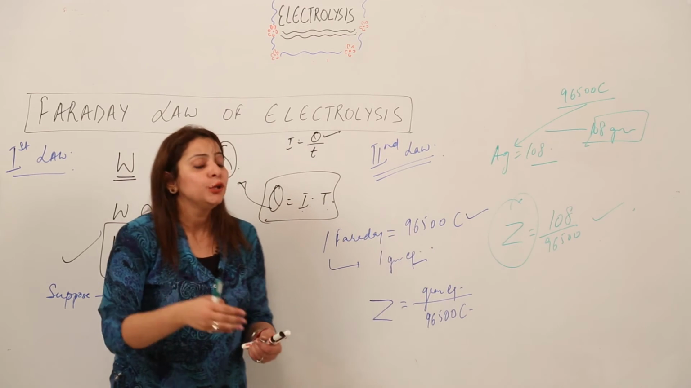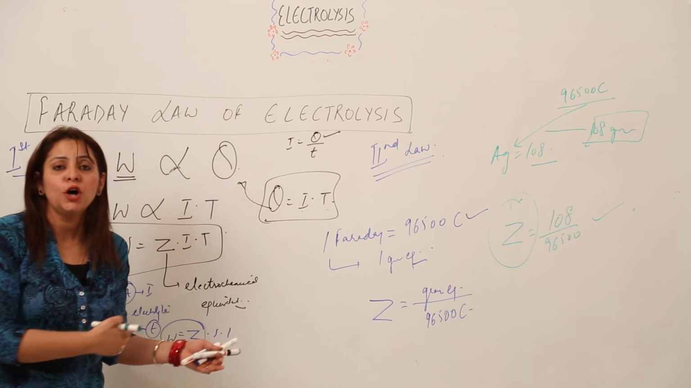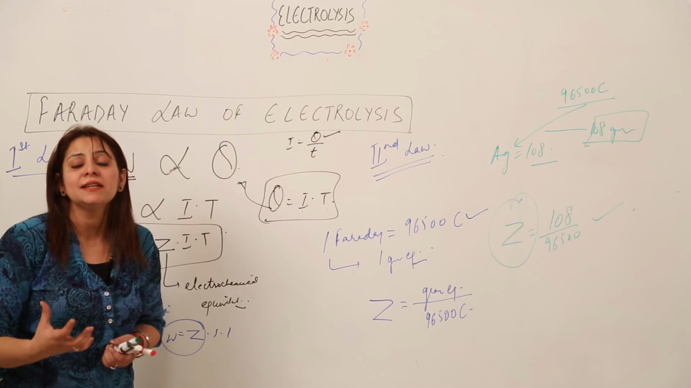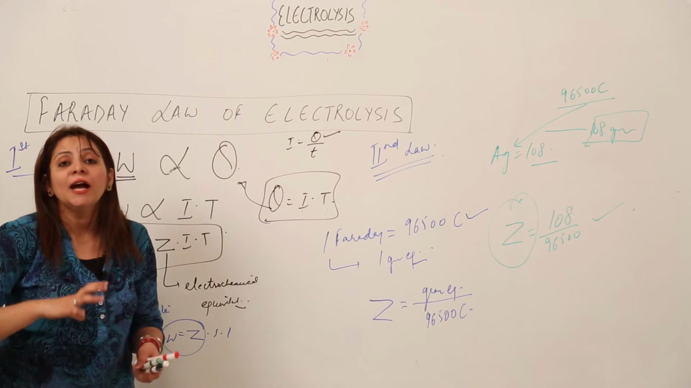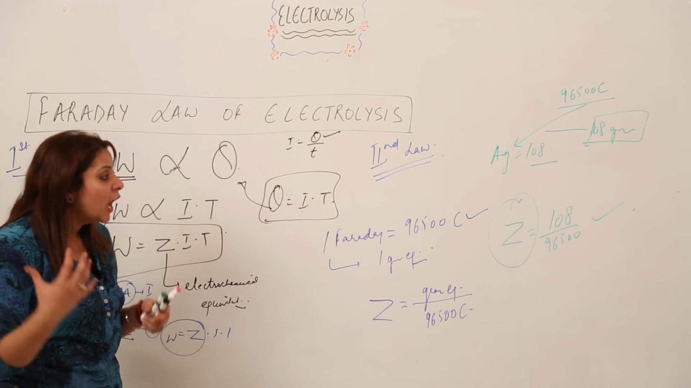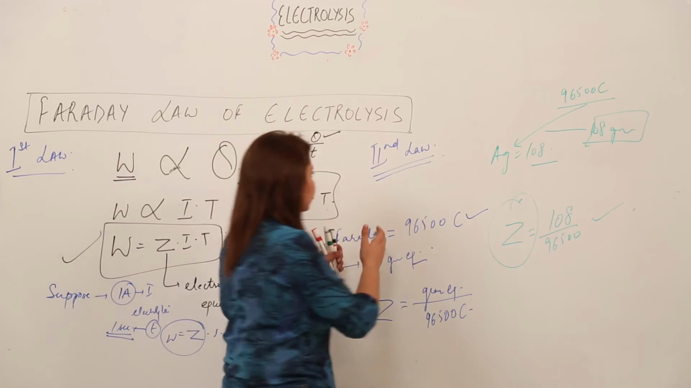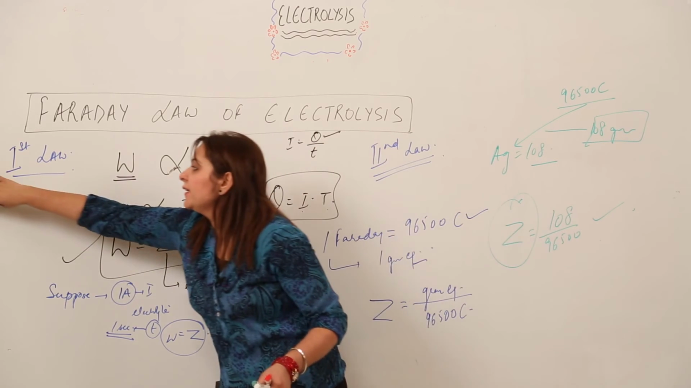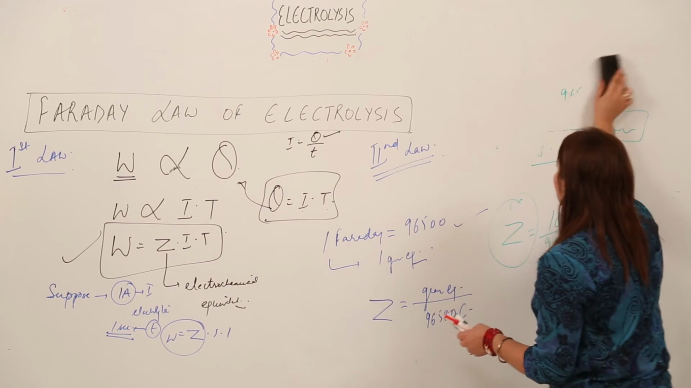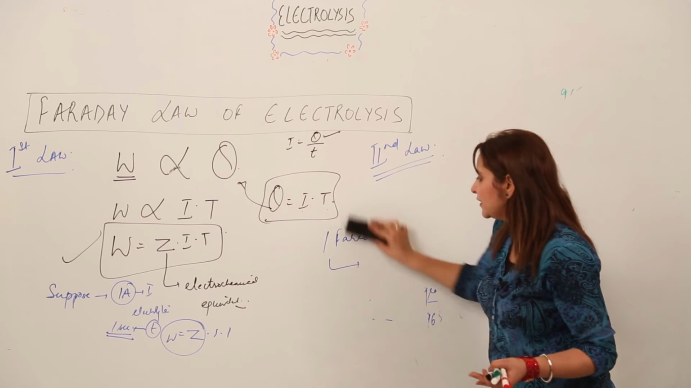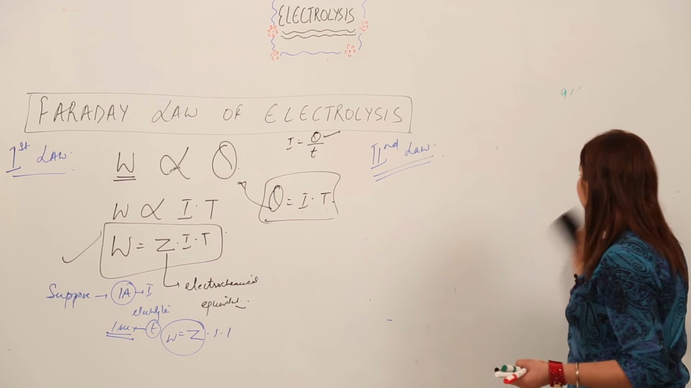So this is how you are going to use this first law, as it decides what weight of the substance we get at the electrode after electrolysis, on what factor it depends, and how we can calculate the Z for it. Now this is the first law. Now let us see the second law. The second law is as simple, I must say, as the first law.